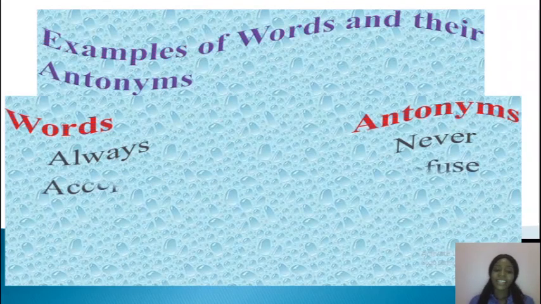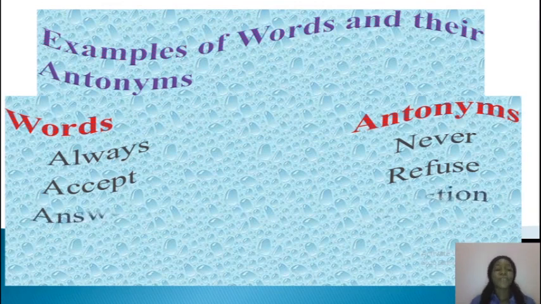Okay, now let's look at the second word, which is accept. What is the antonym for accept? We have refuse. To accept means to do what? To agree. You accept, it means you agree. You refuse, it means you don't agree. He accepted to help me out with my chores. It means that he agreed to help you out with your chores. He refused to do my assignment for me. That means he did not agree to do your assignment for you.